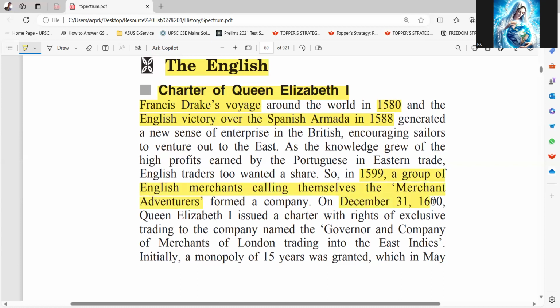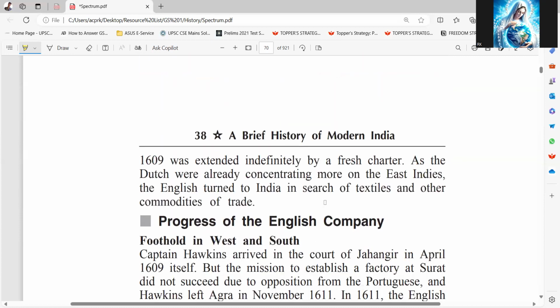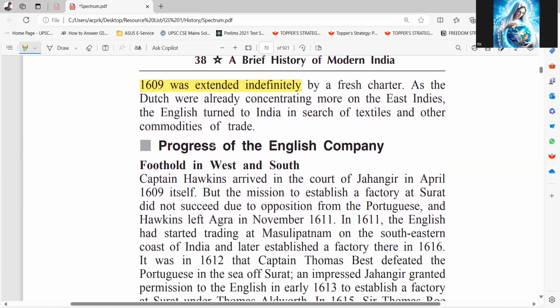On December 31, 1600, Queen Elizabeth I issued a charter with rights of exclusive trading to the company, named the Governor and Company of Merchants of London, trading into East Indies. Initially, a monopoly of 15 years was granted, which in May 1609 was extended indefinitely by a fresh charter. As the Dutch were already concentrating more on the East Indies, the English turned to India in search of textiles and other commodities of trade.